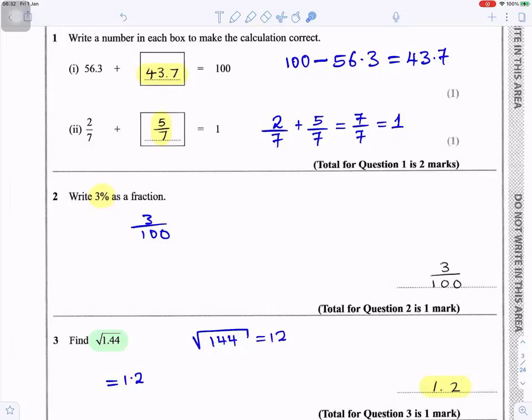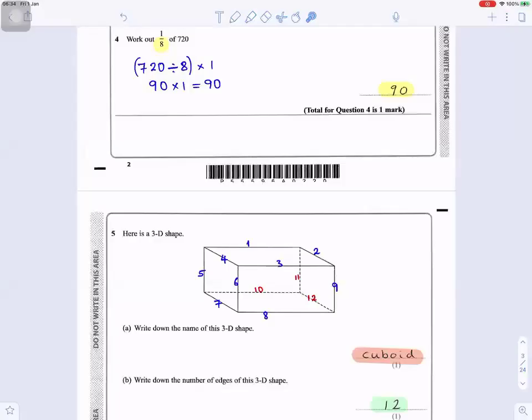Question number 2. Write 3% as a fraction. To change a percentage to a fraction, you divide by 100. So it's just 3 divided by 100. And you cannot simplify it anymore, so you leave it as 3 divided by 100. Question number 3. Square root of 1.44. If you put that in your calculator, it gives you 1.2. So that's straightforward.